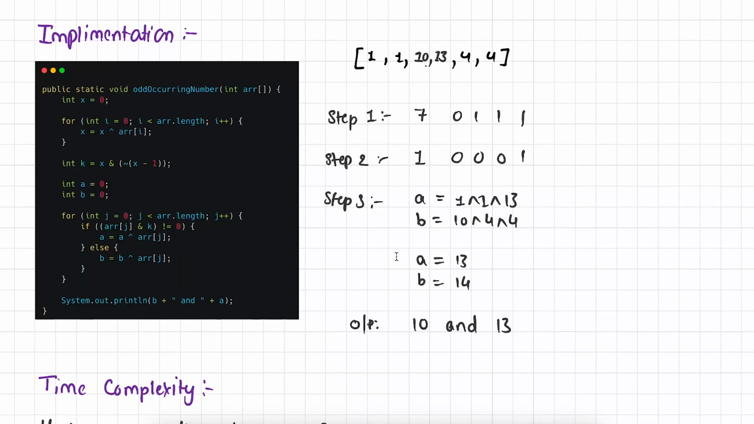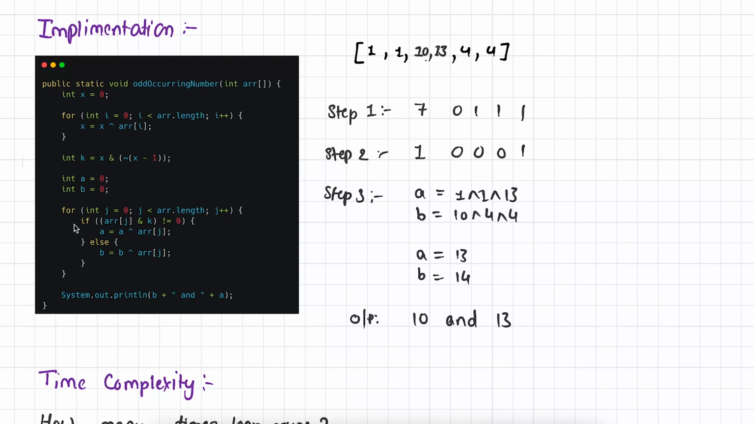So let's see the efficient implementation of the approach discussed above. Here we have a function odd occurring number, and this function takes an array as input. In the first line, we are initializing x to 0 and running a loop from 0 to array.length, calculating the XOR of all the elements, and this is our first step. In the next step, we are simply finding a number whose least significant bit is set. After finding that number, we are initializing two variables a and b to 0.